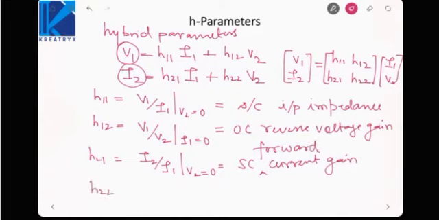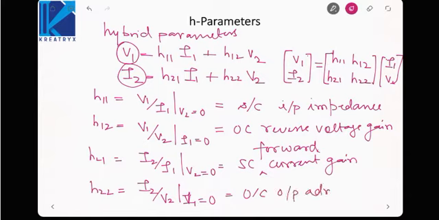What about H22? It will be I2 by V2 provided I1 equal to 0. So, that is equal to open circuit output admittance, because equating I1 equal to 0, we are open circuiting the input port, and then we are calculating the admittance at the output port. So, it will be called as open circuit output admittance.